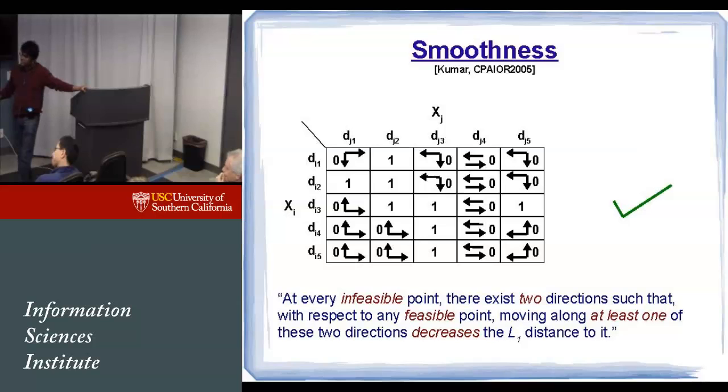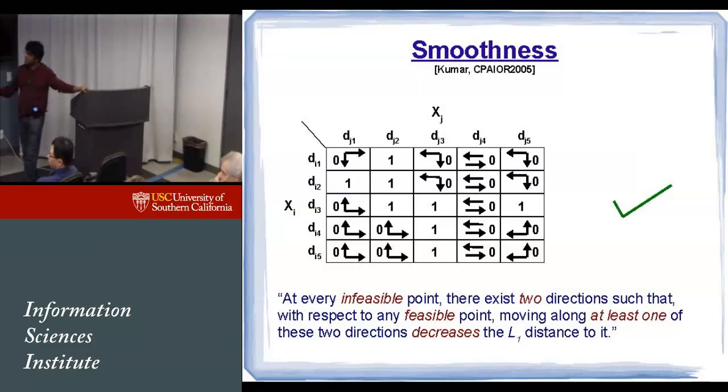There exist two directions, like the ones that you see here, such that moving along at least one of these two directions decreases the L1 distance, that is the Manhattan distance, to a feasible point, no matter where it's placed in the feasible region. So let's think about that statement for a second.